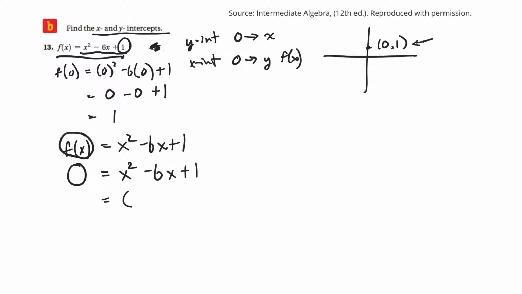And then I'm dying to try and factor this. x, two things that multiply to 1 and add to negative 6. Yeah, not happening. So I can't factor it. So therefore I'd use the quadratic formula.